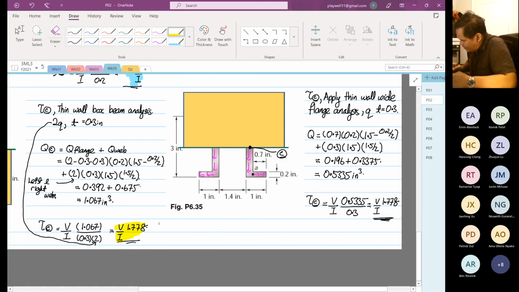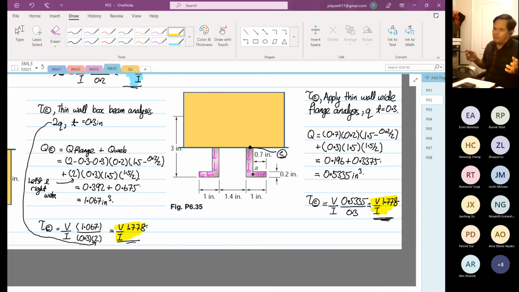right? If you understand the concept correctly on how to take the area, how to analyze whether it's a wide flange or box beam, your results will be the same. I want you to have that confidence. A big problem with strength of materials is confidence.